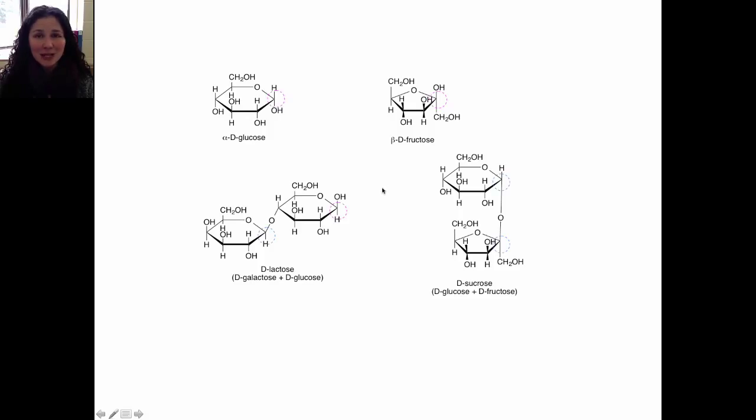Now I've circled all of the anomeric carbons. Notice that in each monosaccharide, there's 1 anomeric carbon, and in each disaccharide, there's 1 anomeric carbon per ring.